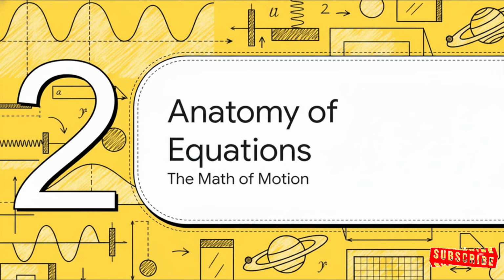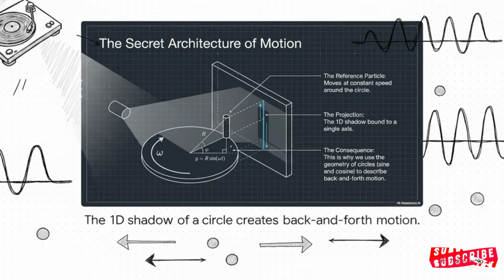Let's move on to Section 2, the anatomy of equations. We're looking at the secret architecture of the math here, the hidden language governing the movement. Picture a peg standing up on a rotating disc, like a record player. Now imagine shining a bright spotlight on that disc so it casts a shadow onto a wall.